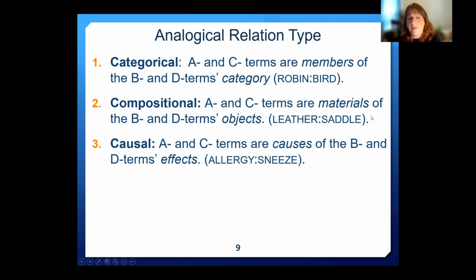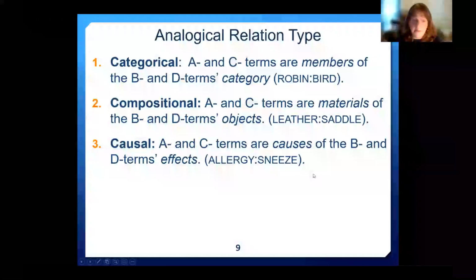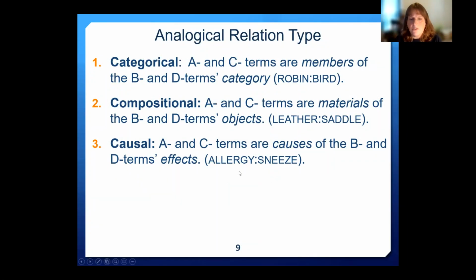So I've seen it both ways. I haven't compared it both ways yet, but I chose to have it with material and then object. And then the causal, the A and the C terms are causes of the B and the D terms effects. And of course, with this type of relation, the reverse order wouldn't make much sense. In fact, people have tested that very thing with the causal relations. So you pretty much need to have it in this order. It's hard enough for this analogy with the cause and then the effect. So as an example, an allergy could cause a sneeze.